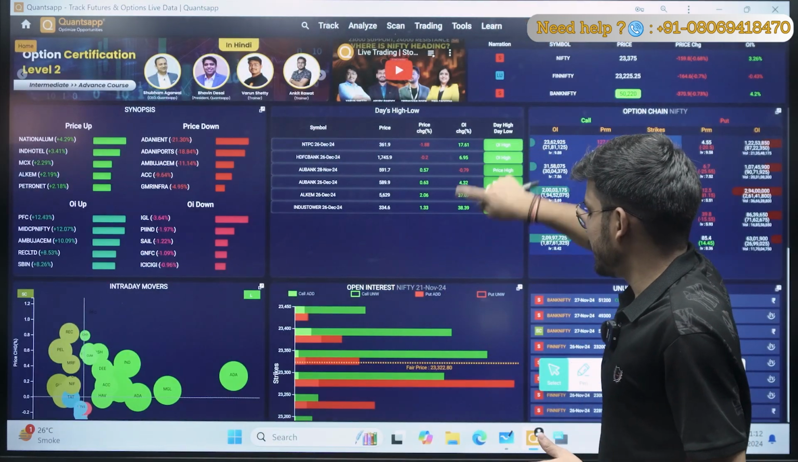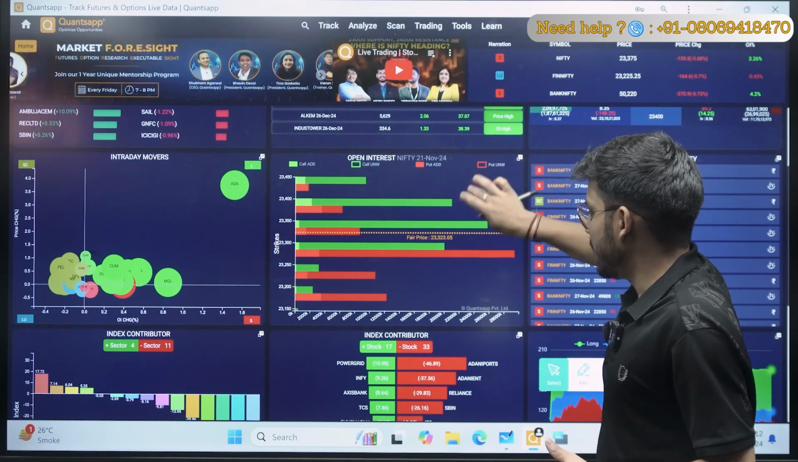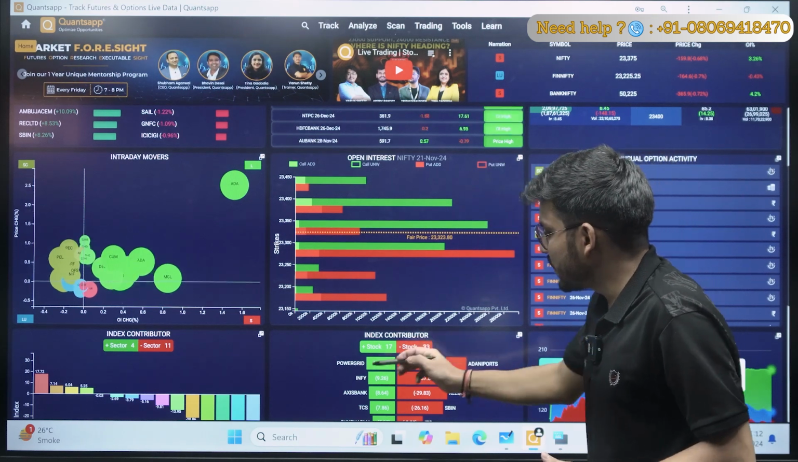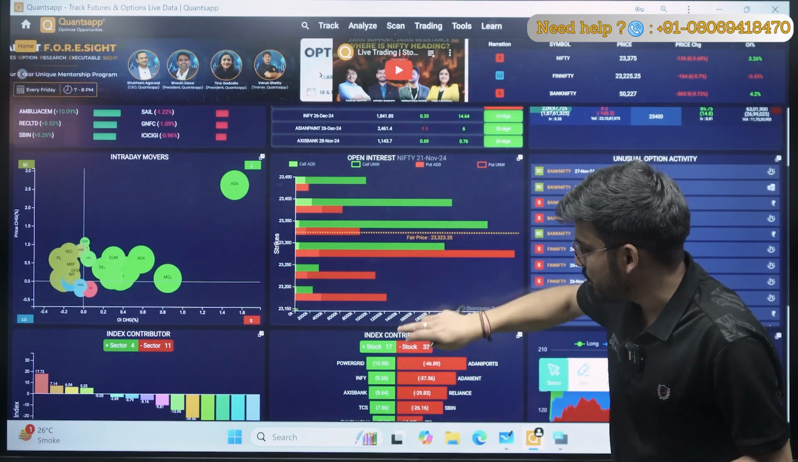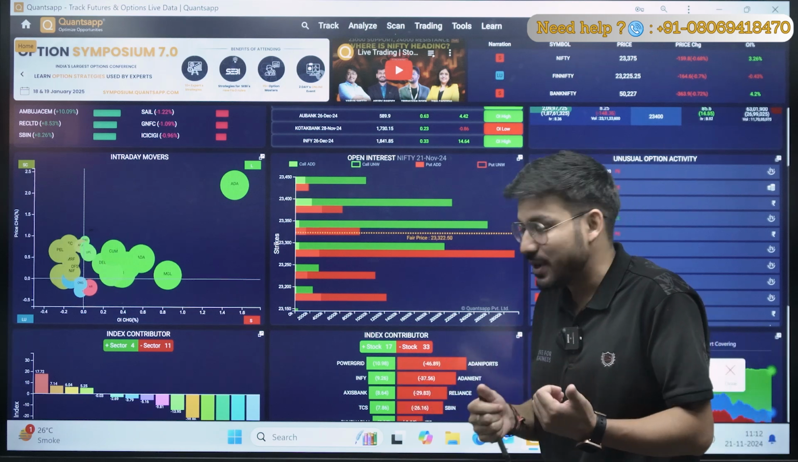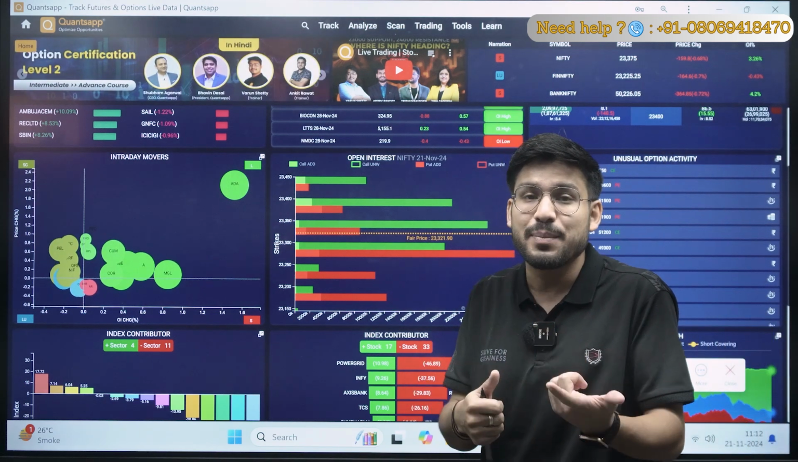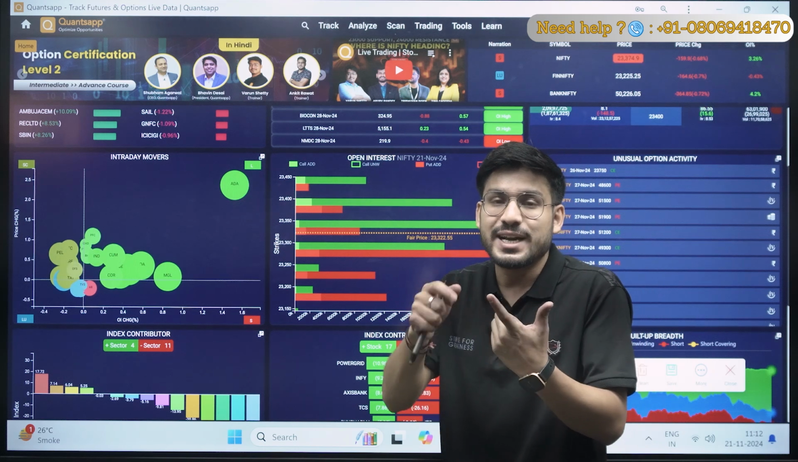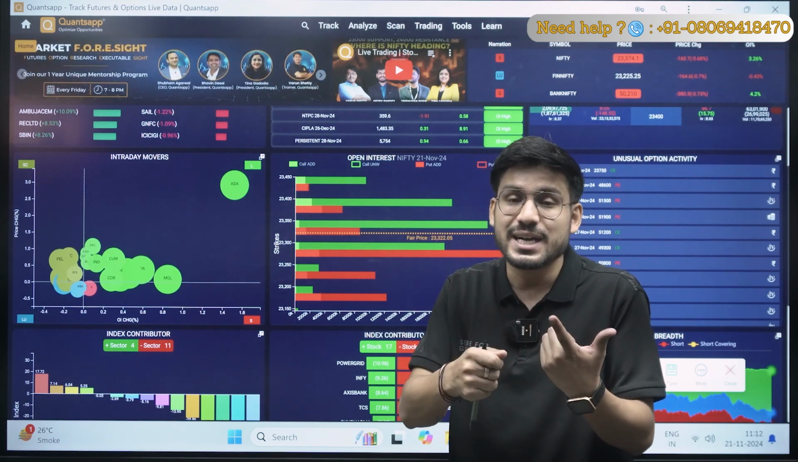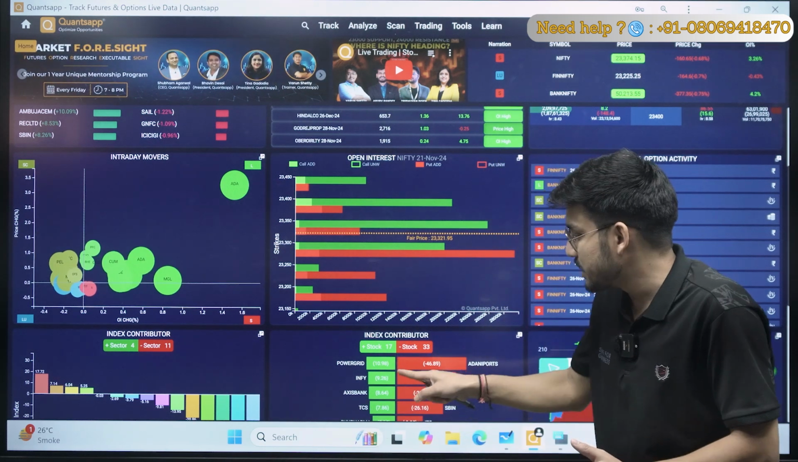So you can see here, why I'm going with Infosys. Because in the index contribution, you can see Infosys gave me a movement of 9.26%, and this is one of the stocks that has the capability to move 10 to 15% in a single day. Okay, so that is why I am choosing this stock, right?